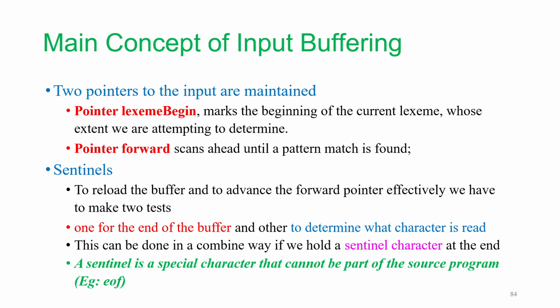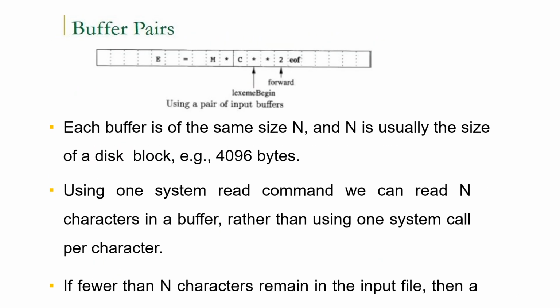The second one is a sentinel. What is a sentinel? When we reload the buffer and advance a forward pointer, effectively we have to make two tests: one for the end of the buffer and the other to determine what character is read. This can be done in a combined way if we hold a sentinel character at the end. A sentinel is a special character that cannot be a part of the source program, for example, EOF. EOF denotes the end of the file.